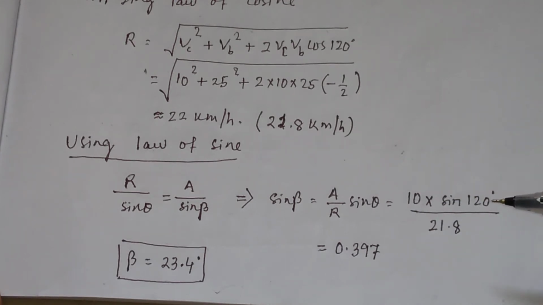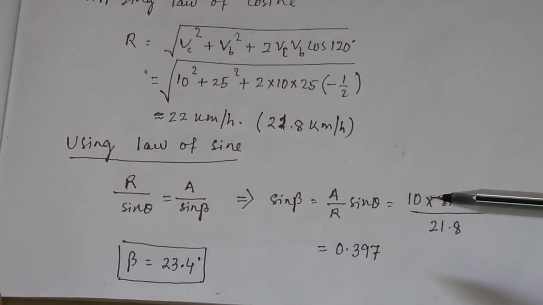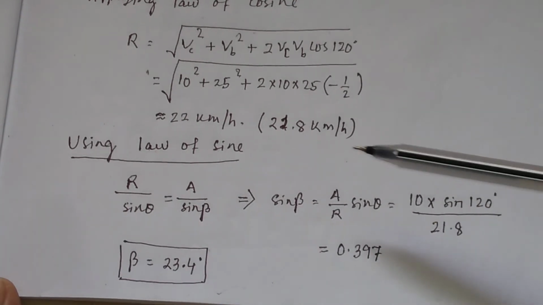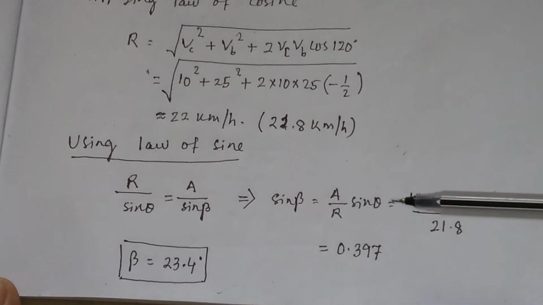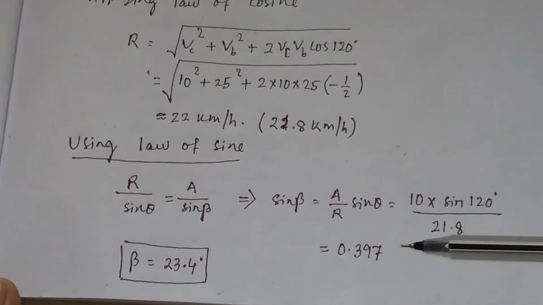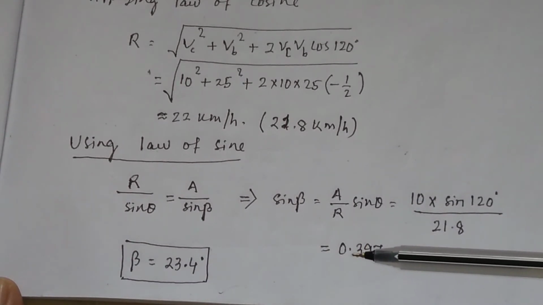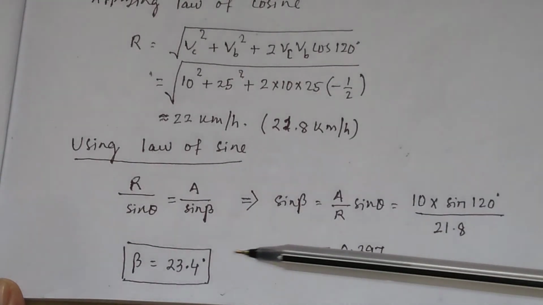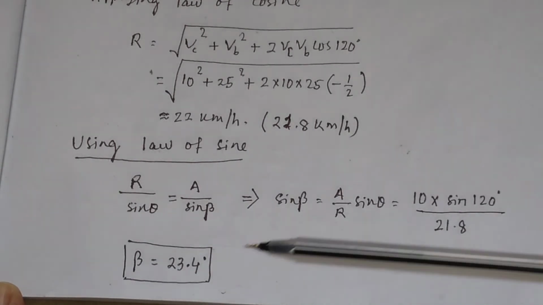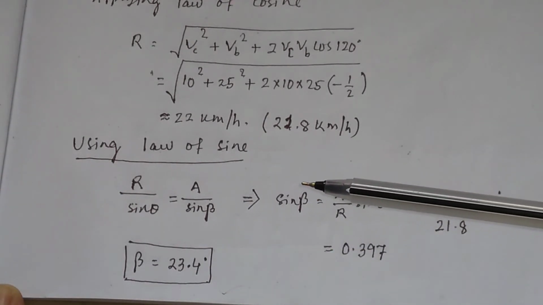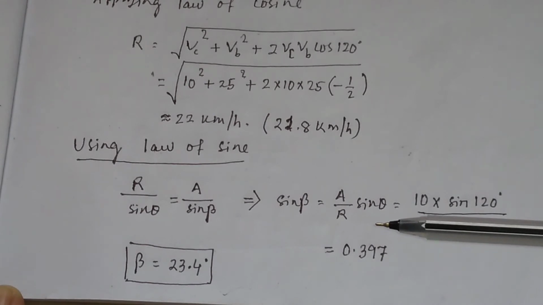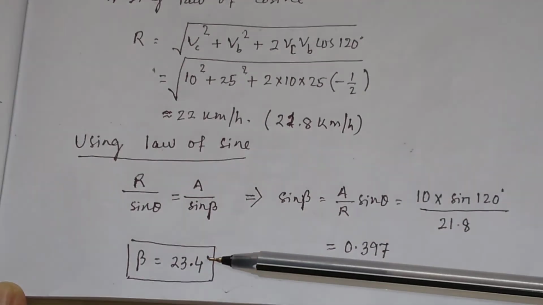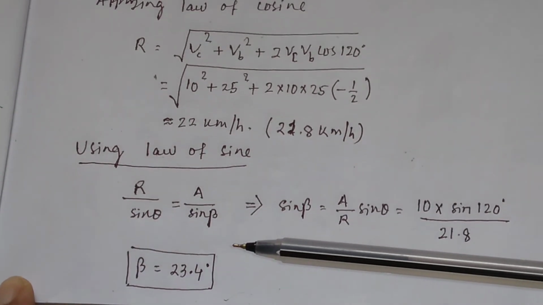Theta is given 120 degree and a is given 10 km per hour, and r we have found out is 21.8 km per hour. So if you substitute these values and solve, you will get 0.397, and from the sine table you can find out the magnitude of beta. So beta will be equal to 23.4 degree.